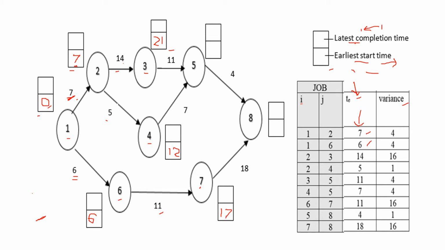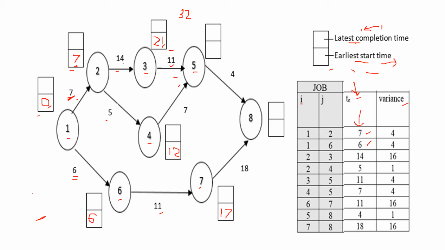Now coming to node 5. To node 5, 2 arrows are coming, that is one from 3 and the other from 4. So if this is the case, more than one arrow incoming to a node, then find the total of each path and then take the maximum value. So here this is 21. 21 plus 11, that is 32, right? It is 32.